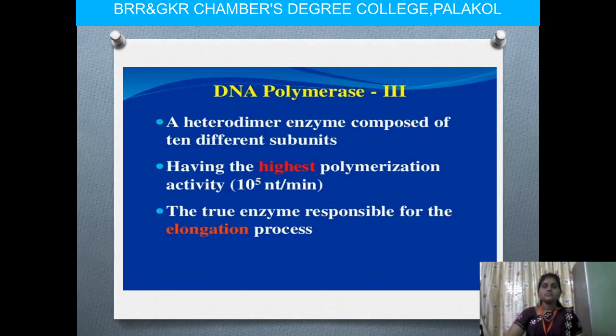Here a heterodimer enzyme composed of 10 different subunits is present. It has 10 different types of subunits and also has high polymerization activity, that means 10 to the power of 5 nucleotides per minute. It can also be used for different activities during the replication process, and it is used for the elongation process by synthesizing from the DNA primers.